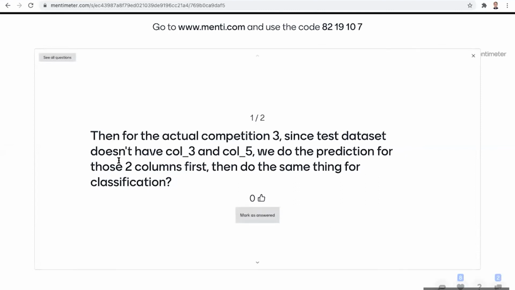Yes, that's exactly what I want. So the test data set does not have column 3 and 5. So you first predict these two columns, and then use these columns to predict. It's not to classify column 8. So yeah, your understanding is correct.